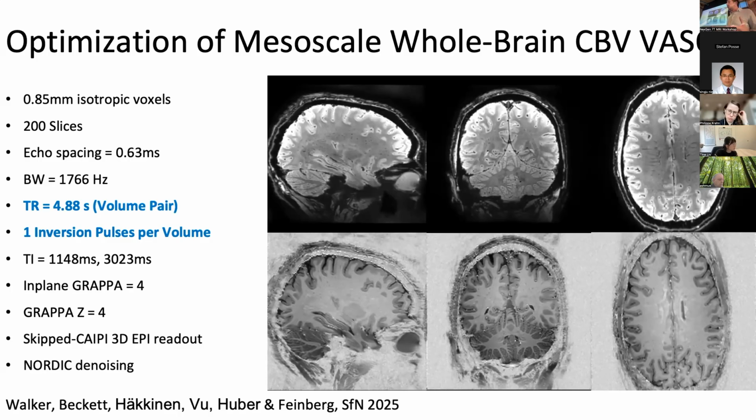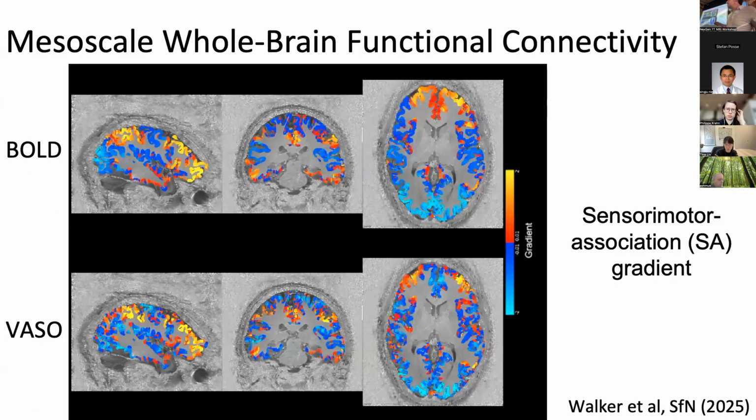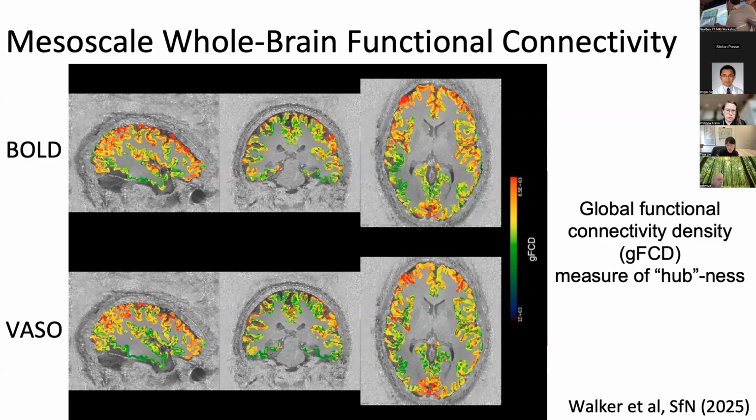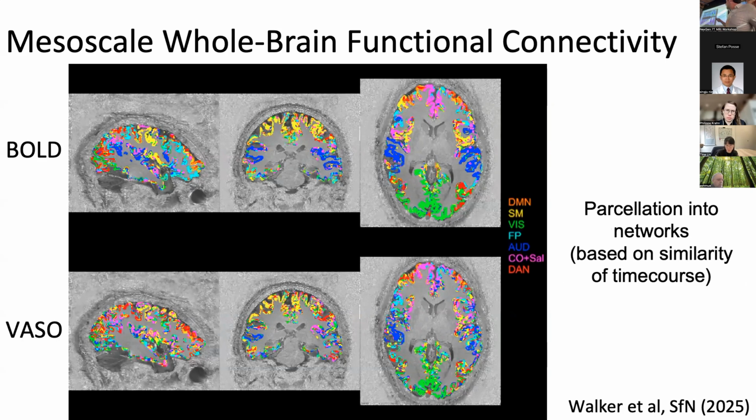So we just had someone watch 4 repeats of one of the movies from the HCP, and we wanted to see what kind of information we could get out of this data. And what we found was, if we look at the BOLD on the top and the VASO on the bottom, we're able to identify the sensorimotor association gradient, which has been seen a lot in this kind of data. We're able to find areas that had a high hubness, so more global connectivity, in the areas we might expect. And we're able to parcellate our time series into the kind of networks we would expect from this kind of data.